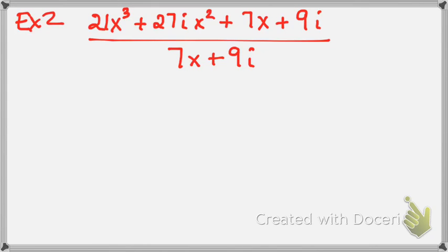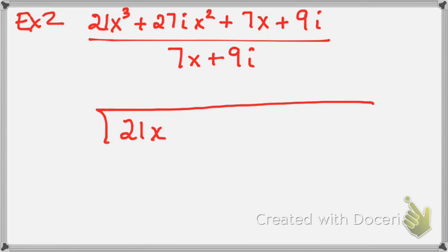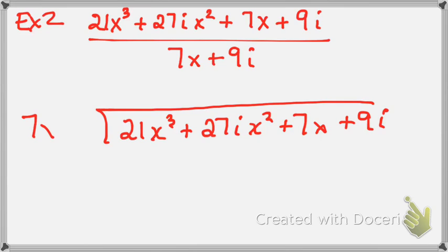Okay, so we're going to set this up for long division, just like we did the other one. And once again, you want to make sure you don't have any powers missing. So I have a third power, a second power, a first power, and then no x at all. So perfect. Let's just write that in there as is. 21x cubed plus 27ix squared plus 7x plus 9i divided by 7x plus 9i.